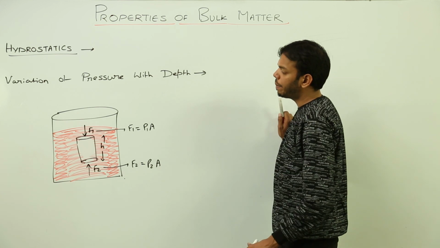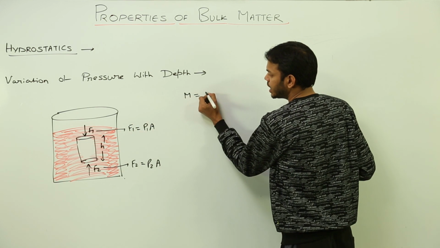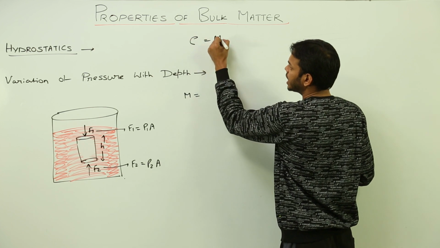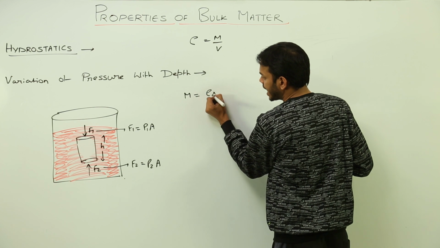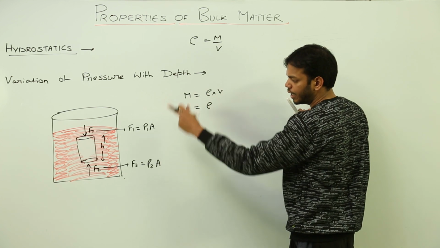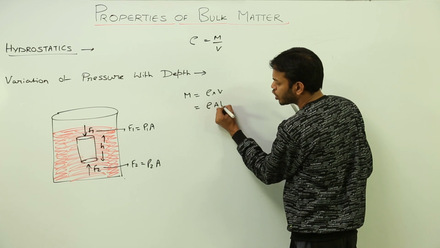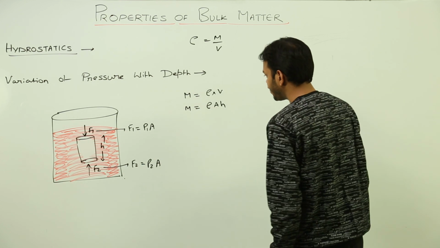What would be the mass of this imaginary liquid column? Density is mass per unit volume, so mass is equal to density times volume. What is volume? Area of cross section into length, so area of cross section A into height H. This would be the mass of this liquid column.